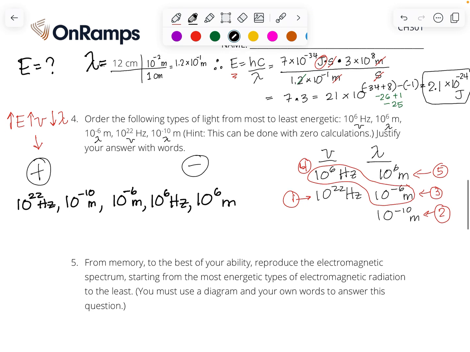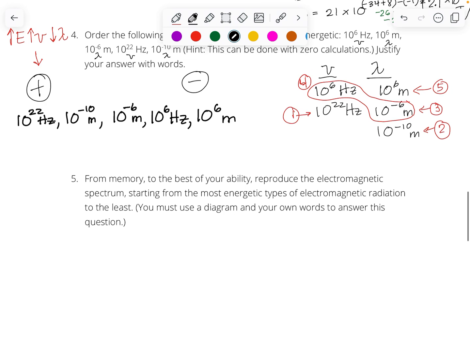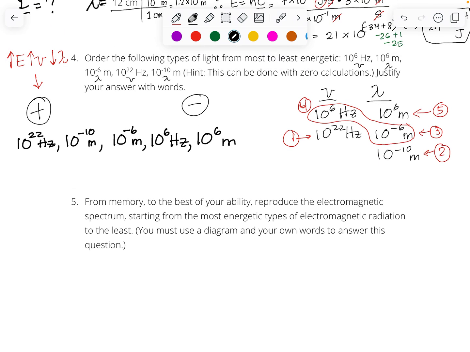All right, so again, if you need to prove it to yourself, you can do it with some calculations and just solve those for energy so you can see what the math is actually doing. That would make that energy get higher.